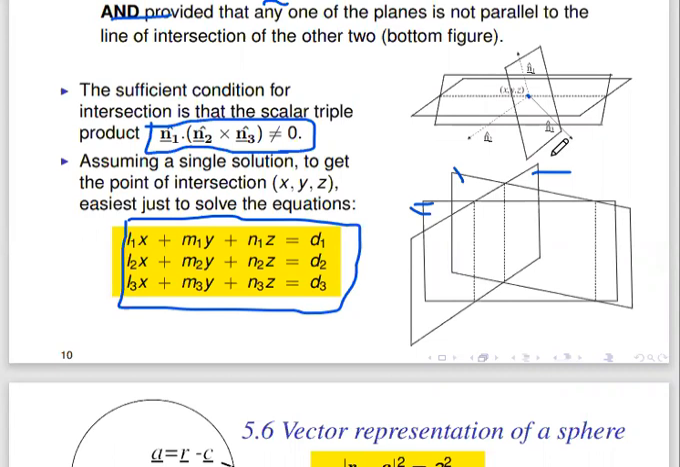Got it? Does that make sense? So if the scalar triple product of these normals, n1, n2, n3, is non-zero, then you can say this system has a unique solution. Only one. You can find only one point, not more. Got it? So this is the important remark of this.